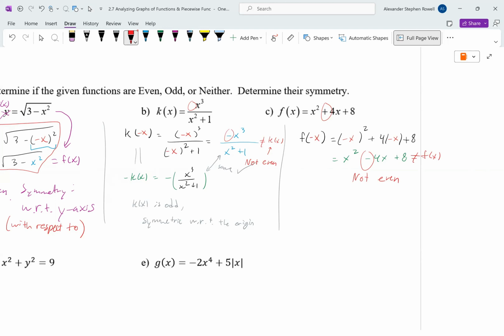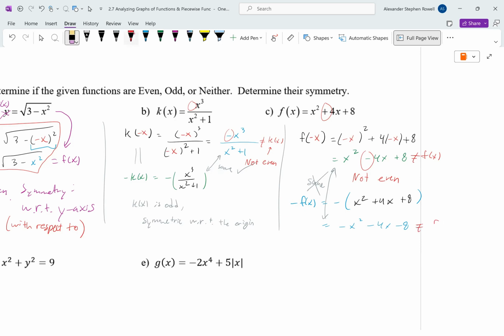What's a parabola? Are all parabolas not symmetric with respect to the y-axis? I guess it could be shifted over, right? Then we need to compare it to negative f of x, which would be negative in parentheses x squared plus 4x plus 8. So if we distribute the negative, we get negative x squared minus 4x minus 8. Is that equal to what we just computed? Are these the same? No, they're not the same, which means what? Okay, so let me just write, this is not equal to f of negative x.